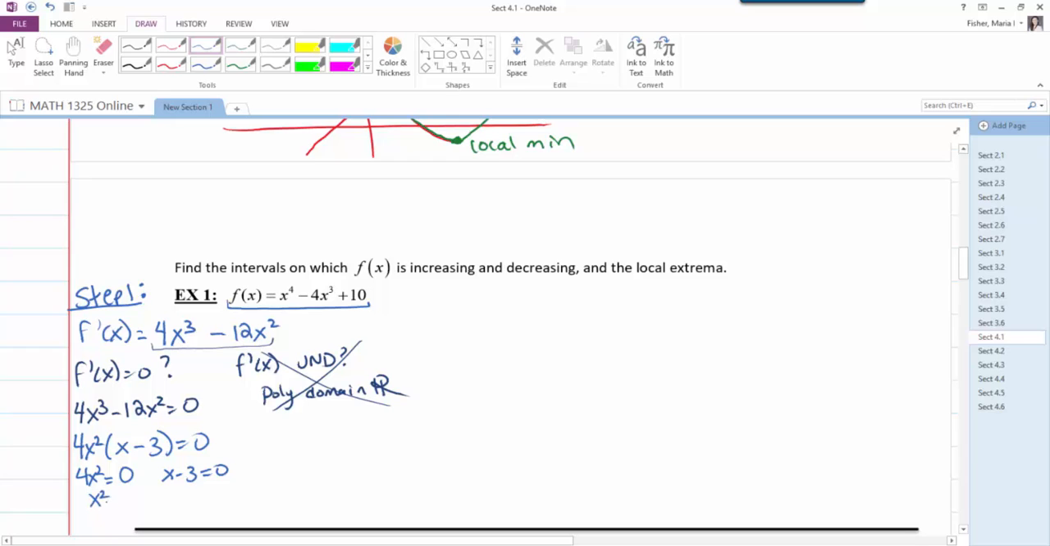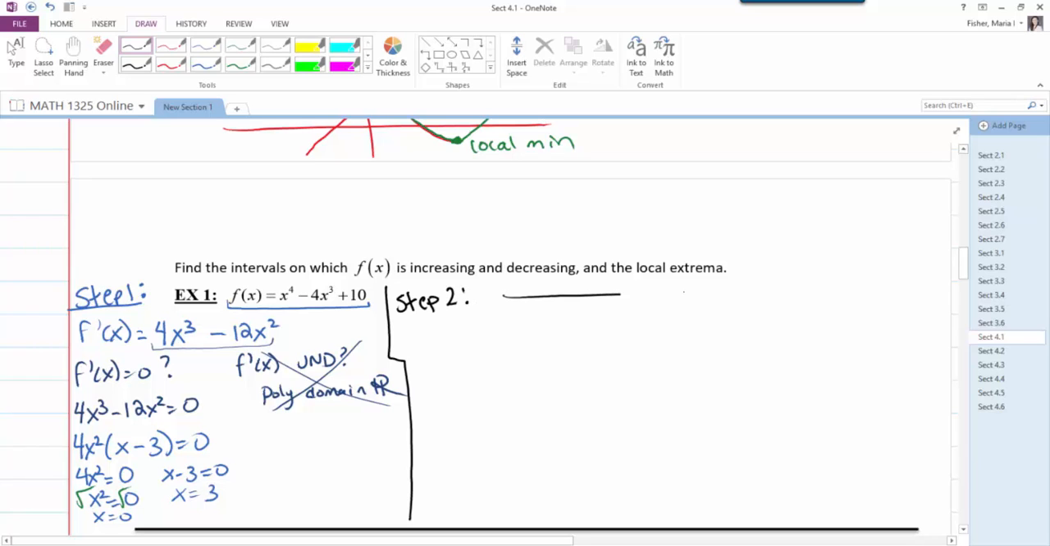Dividing here by 4, I get x squared is equal to 0. Taking the square root of both sides to solve this, I end up with x is equal to 0. And I don't write plus or minus because 0 is neither positive nor negative. For my other one, if I add 3 to both sides, I get x is equal to 3. So my partition numbers are x equals 0 and x equals 3. Step 2 is asking us to place our partition numbers on a number line.